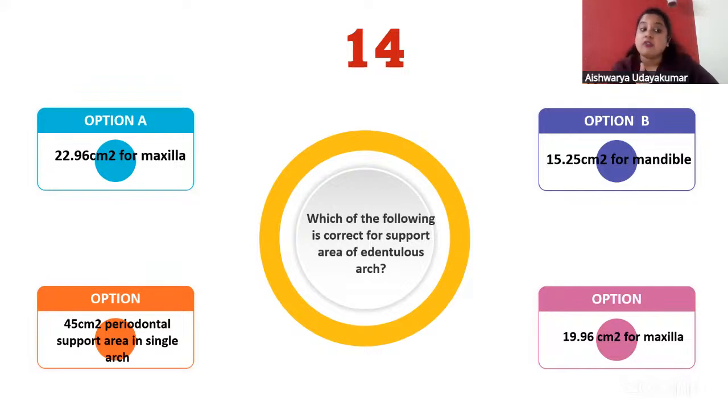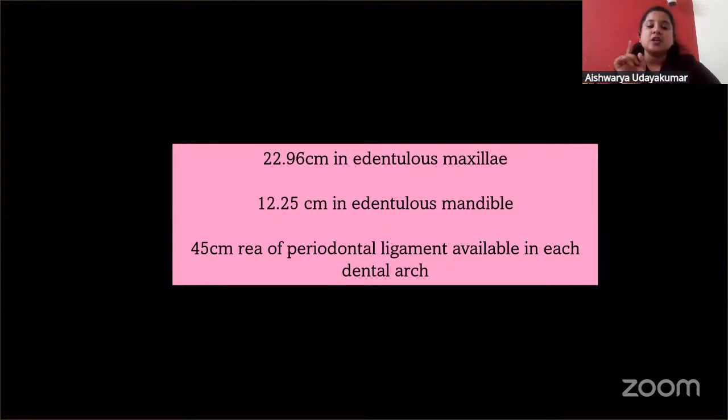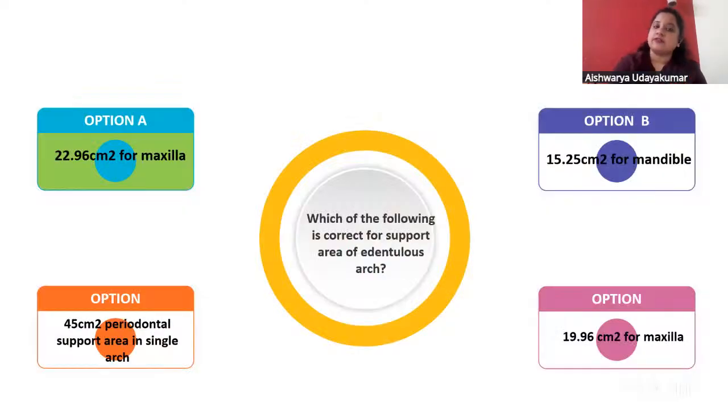Another one is 45 centimeters square. That is the periodontal space for a dentulous arch to be supporting. So leave option C. You see A, B, and D. 22 is correct there for maxilla. For mandible, they have put 15, and for maxilla they have put 19. We can roll that out also. So remember 22, 12, and 45. 22 is there in the option, therefore option A is the right answer.